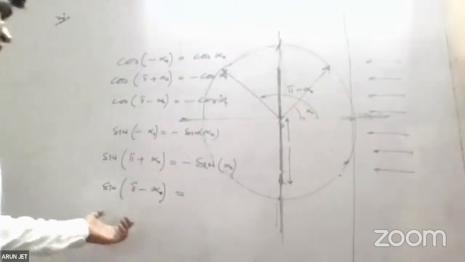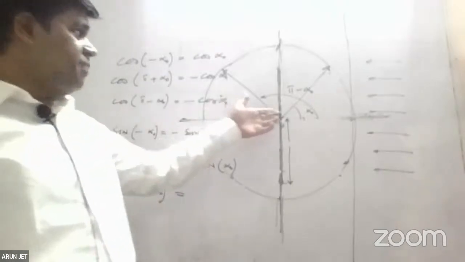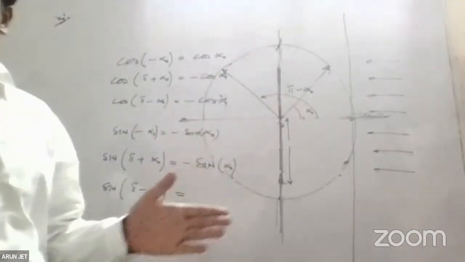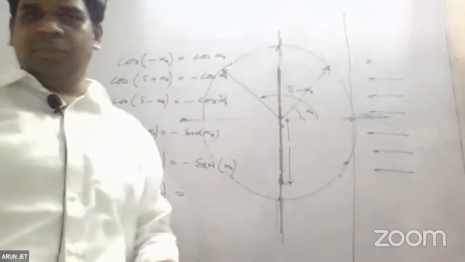All right. The question is sine of pi minus alpha. I've shown you pi minus alpha angle as well. You have to just think in terms of shadow and tell me whether it's plus sine alpha or minus sine alpha. All right.